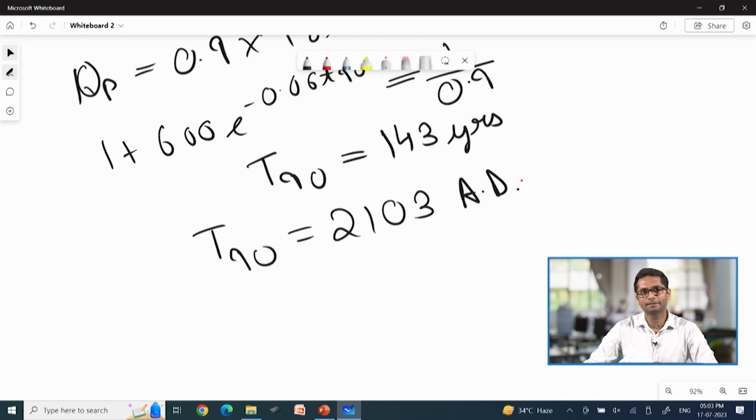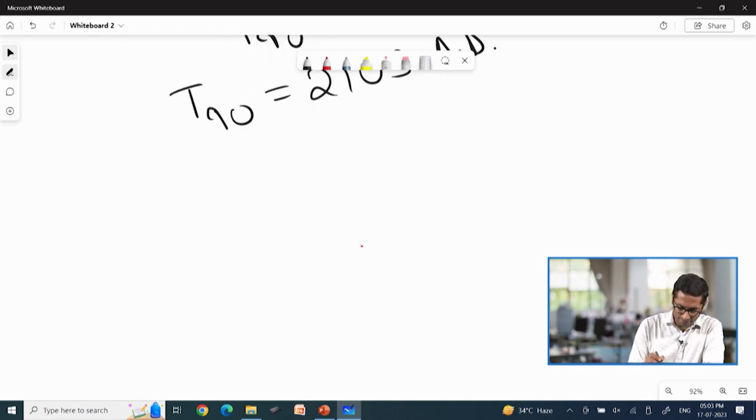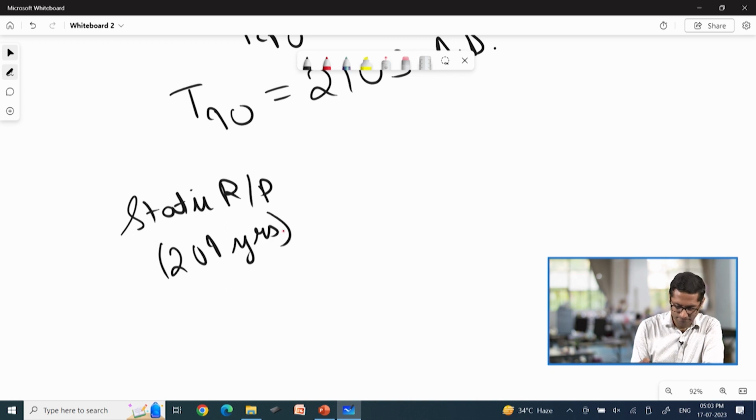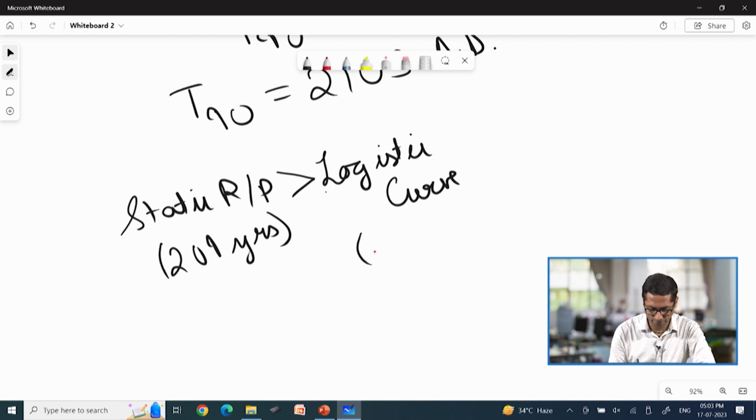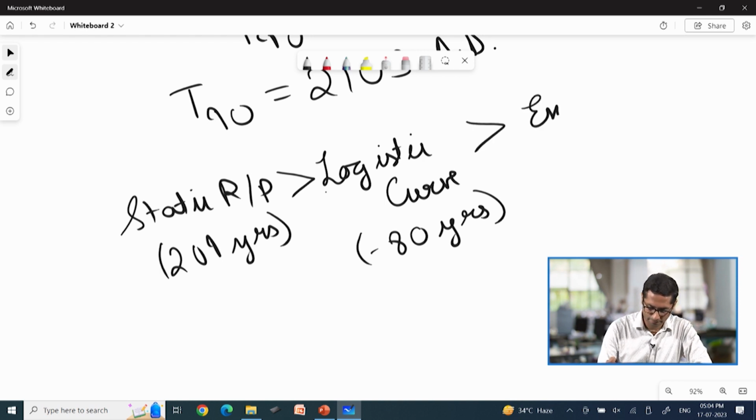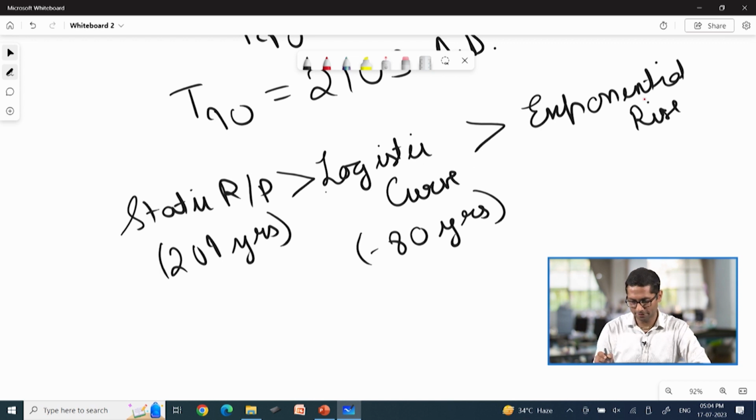And we also understand that this prediction is somewhere around the middle of the earlier predictions. If I go with the static R by P ratio, this gave me a prediction of around 209 years from now. Then we had the logistic curve, which we have done in the present class, and this gives us roughly 80 years from today, and this of course is greater than the exponential rise, which gave us a prediction of roughly 50 years or 49 years.